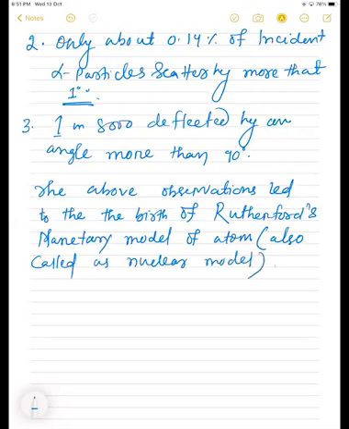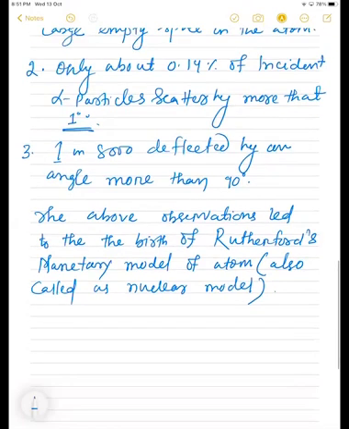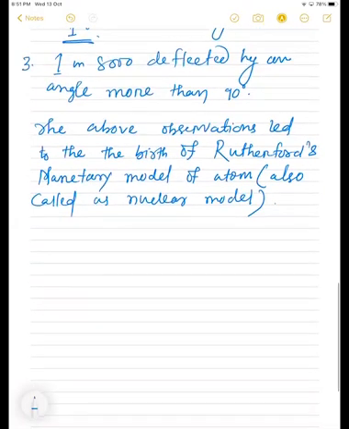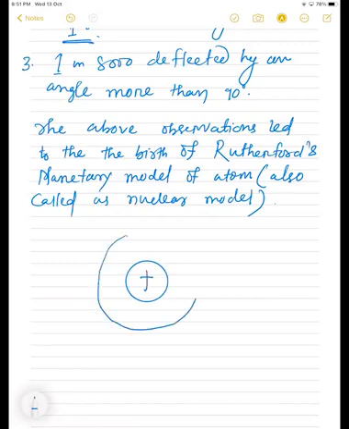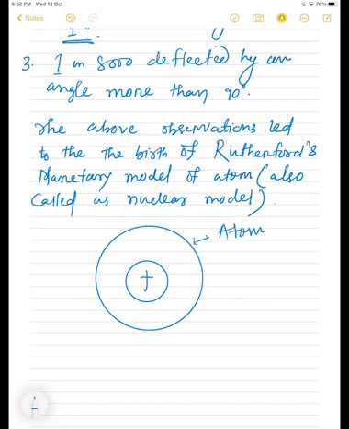And according to this model, most of the mass, at least 99.95% of all the charge of the atom, is concentrated in a very small region called atomic nucleus, right? Let's see what Rutherford's atomic model was. This is the positively charged body, and this is the atom. This is the whole atom, and 99.95% of it is the nucleus.